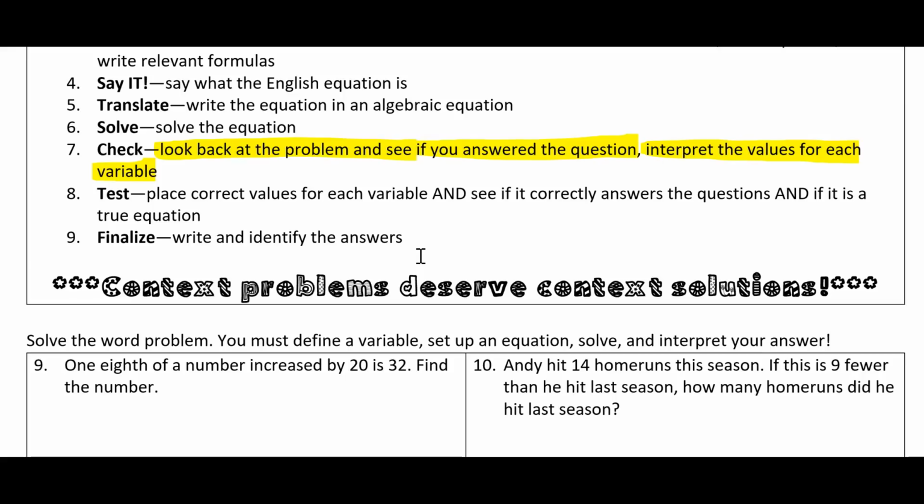And then finally, you're going to write and identify the answer. When you're writing and identifying the answer, please remember that context problems deserve context solutions. That's a fancy way of saying that a word problem deserves an answer that's a sentence. You're given sentences in the word problems, so you should end with a sentence as your final answer. Tell what it's about.